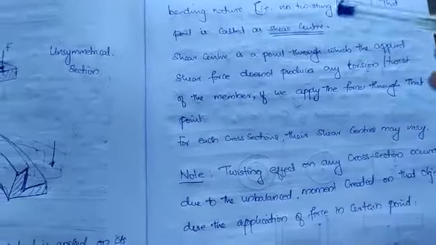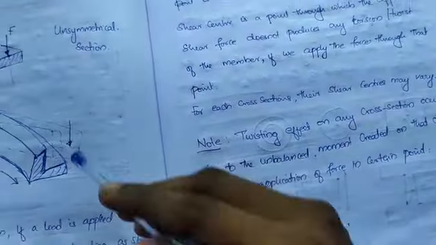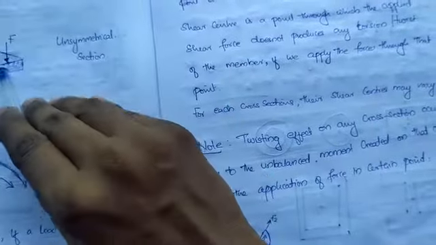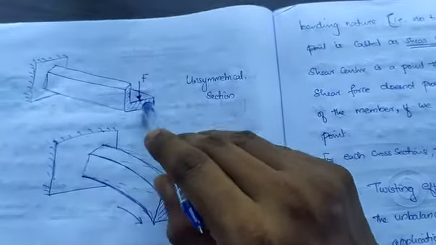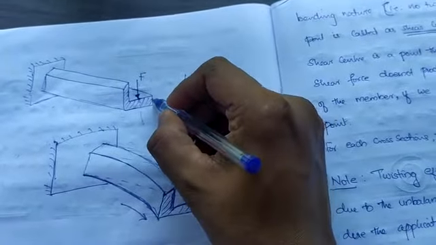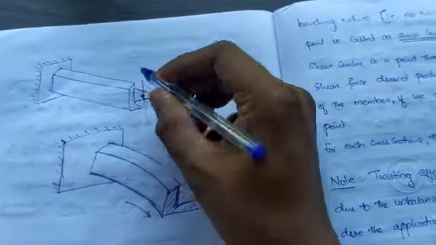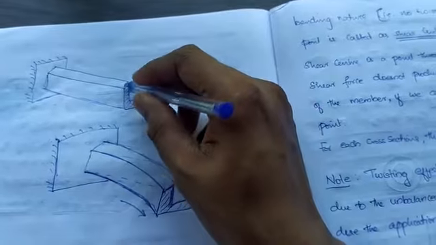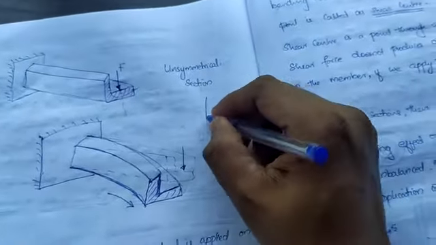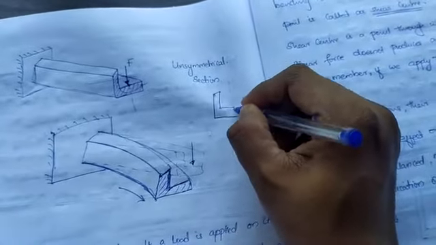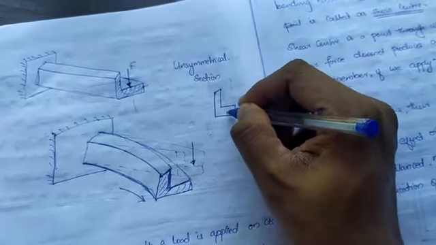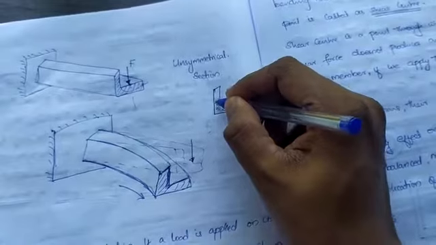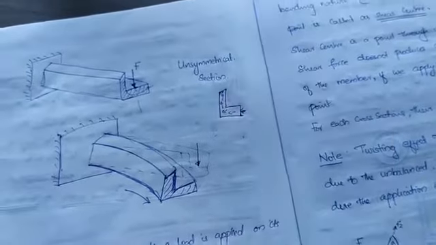So what happens in a member, if you are applying a load, there will be a shear force acting along this direction. The shear force will move from this to this direction. If this is an angle section or I section, here the shear force will move like this, like this, and it goes like this.